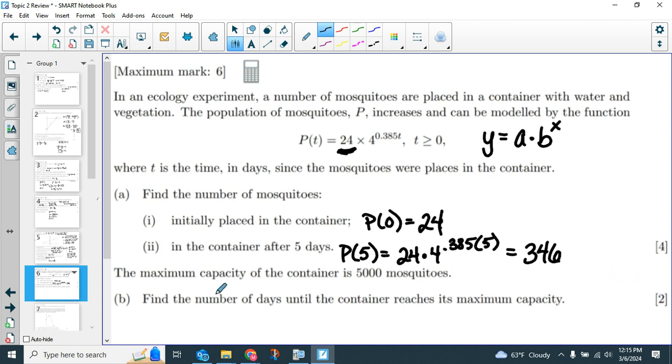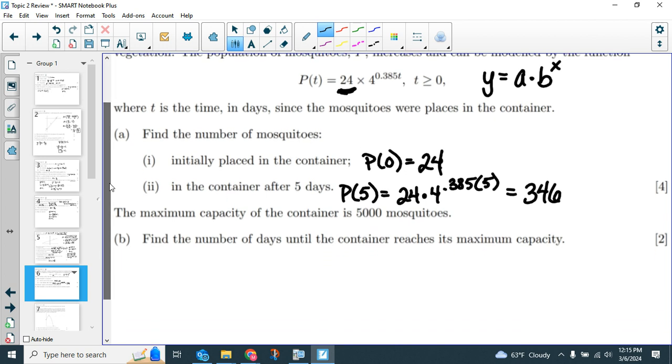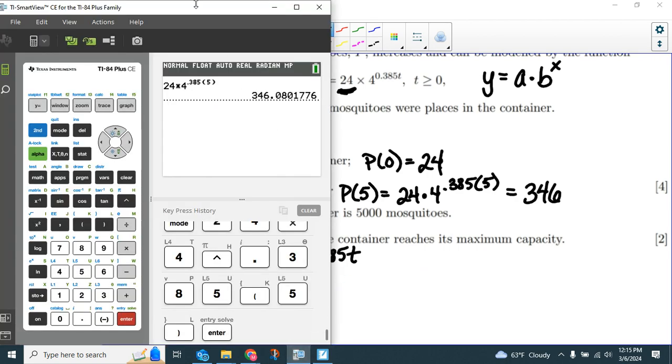All right. It says the maximum capacity of the container is 5,000 mosquitoes. Find the number of days until the container reaches its maximum capacity. So now that's going to be my y, which is my P of t, right? So I just say 5,000 is equal to 24 times 4 to the 0.385 t power, right? Again, we can pull out a handy dandy calculator here.